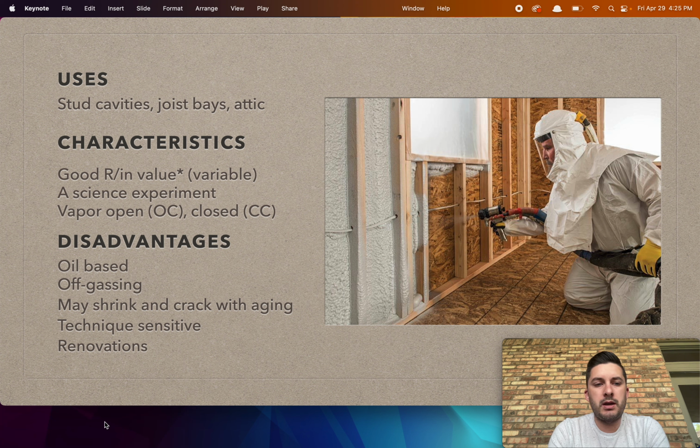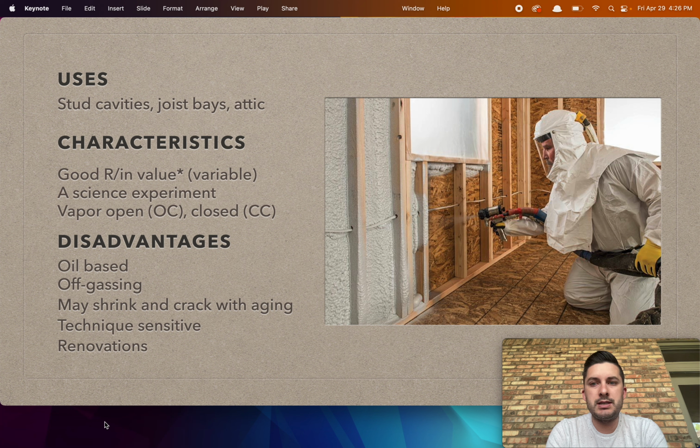Another disadvantage, it may shrink and crack over time. It's very technique sensitive. That goes back to it's essentially a science experiment. And then renovations. If this is being installed at full depth in your wall cavities, renovating or running new wires for outlets or low voltage, let's say network cabling, really anything where you're going to be needing to go down through the wall, this is going to become very expensive and destructive. You're essentially going to have to open up the wall to do that.